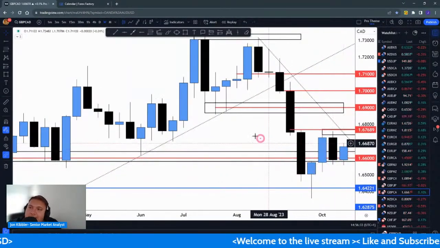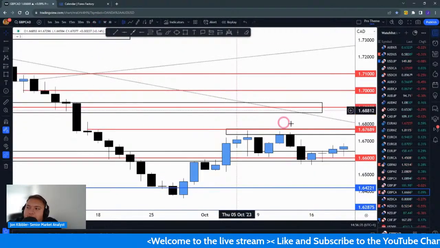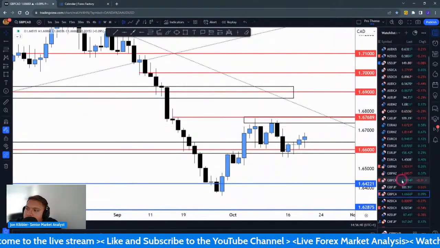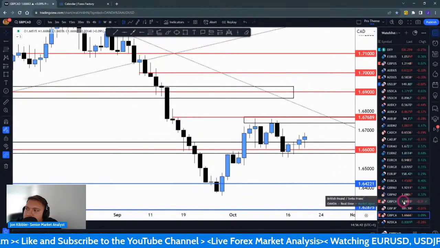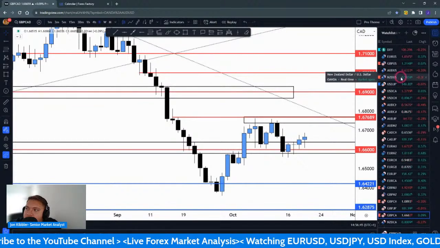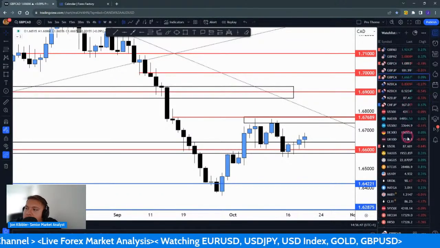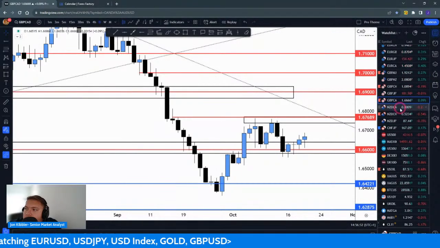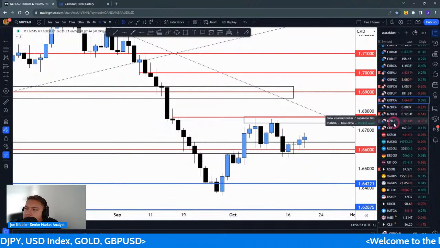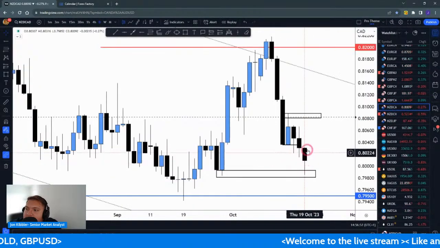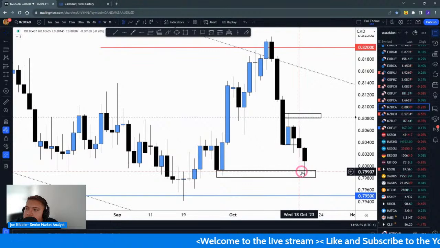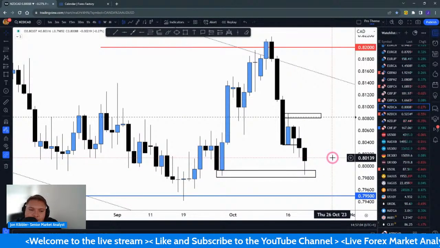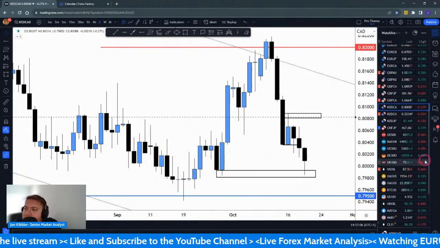So, yeah, just showing a little bit of... I still feel like there's a little bit of underlying strength in the CAD. I am not as certain on that one as I am on Kiwi weakness at the moment. Let's check out... yeah, because if we look at Kiwi against CAD, it's down as well. Right. So if CAD was really weak, I wouldn't necessarily expect that.